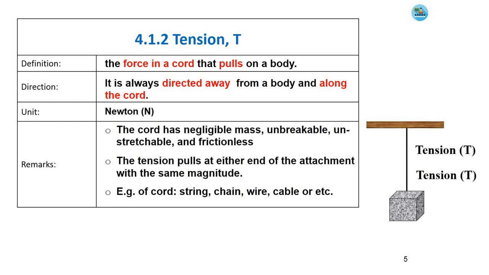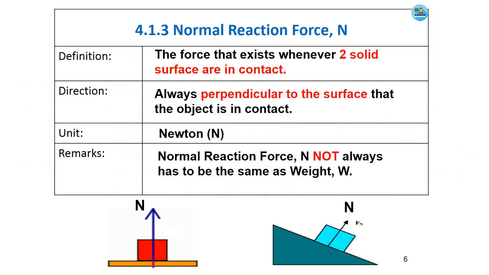Look at the picture on the right side. Which direction is the tension acting on the string? The direction of the tension acting on the string is downward and upward. The magnitude of this tension is the same, but its direction is opposite.